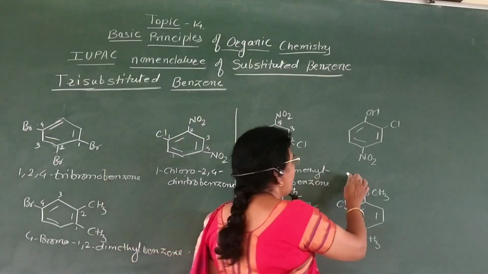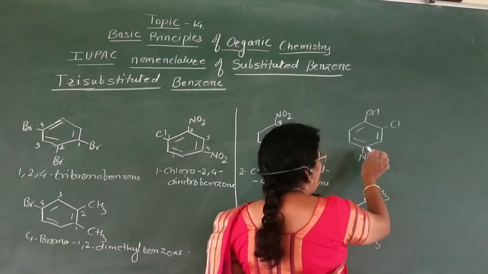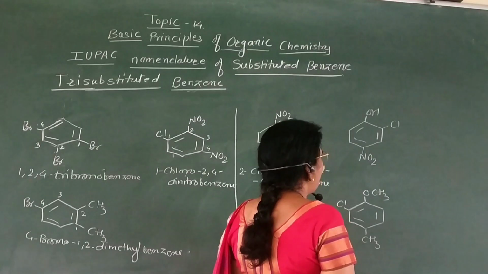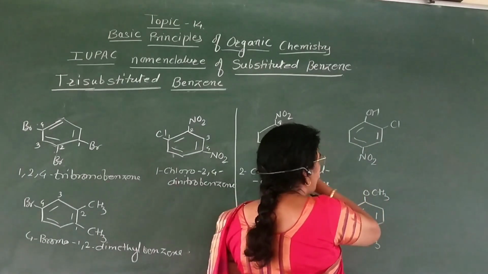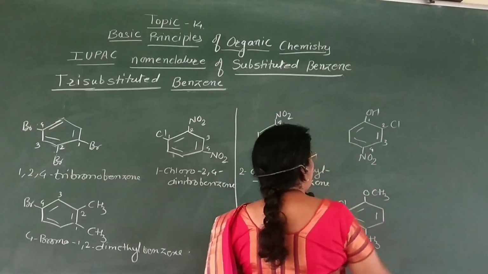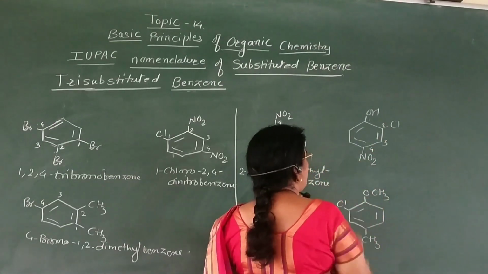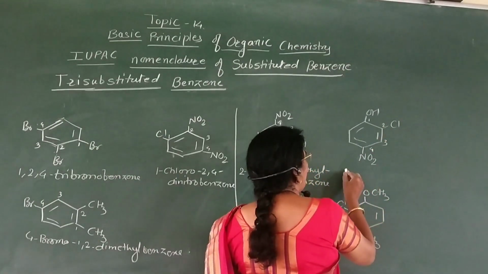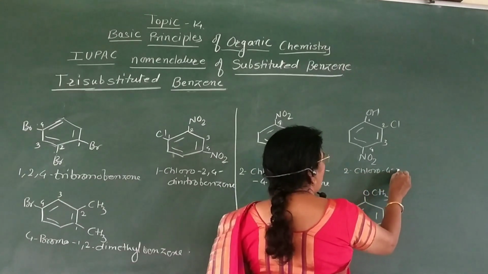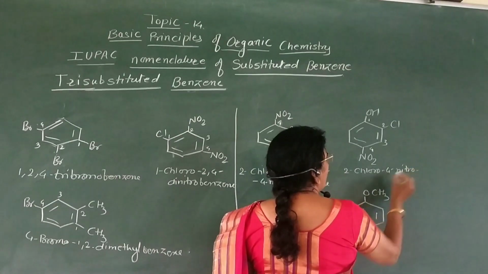Now this example. If we remove this NO2 and Cl group, it becomes phenol. Therefore, we write the name of this compound: 1, 2, 3, 4. At 2 position there is a chloro group. At 4 position there is a nitro group. Therefore, it becomes 2-chloro-4-nitrophenol.